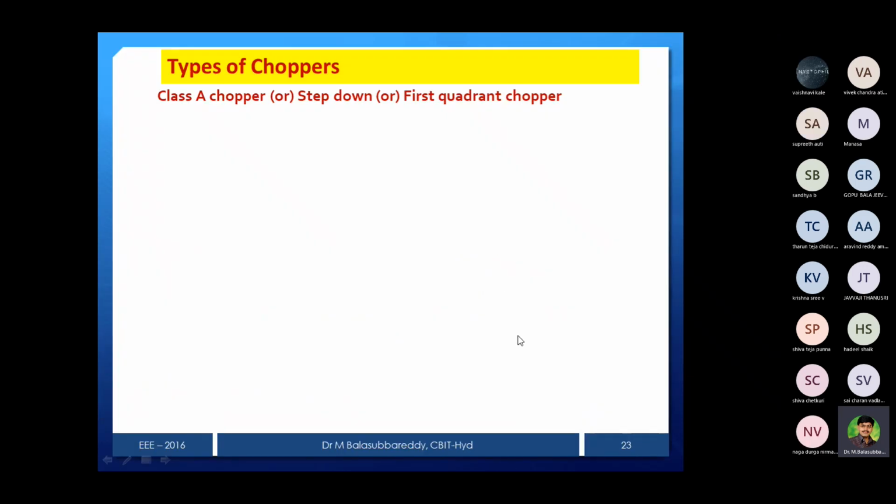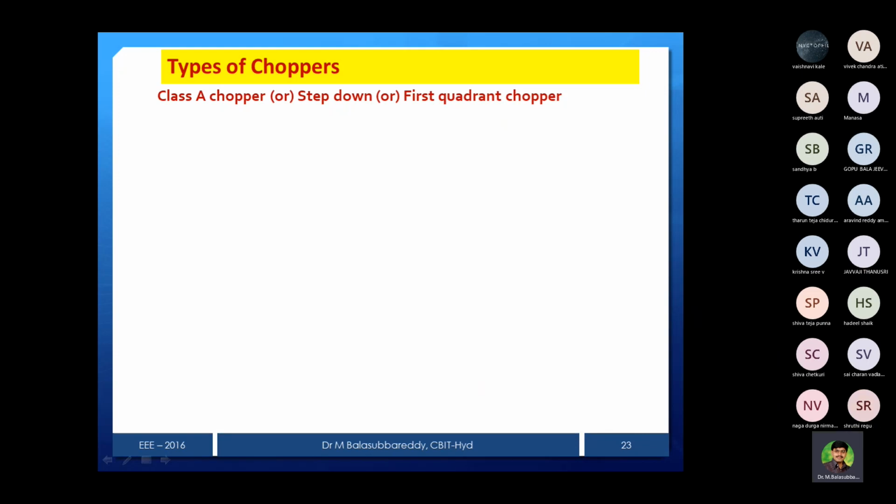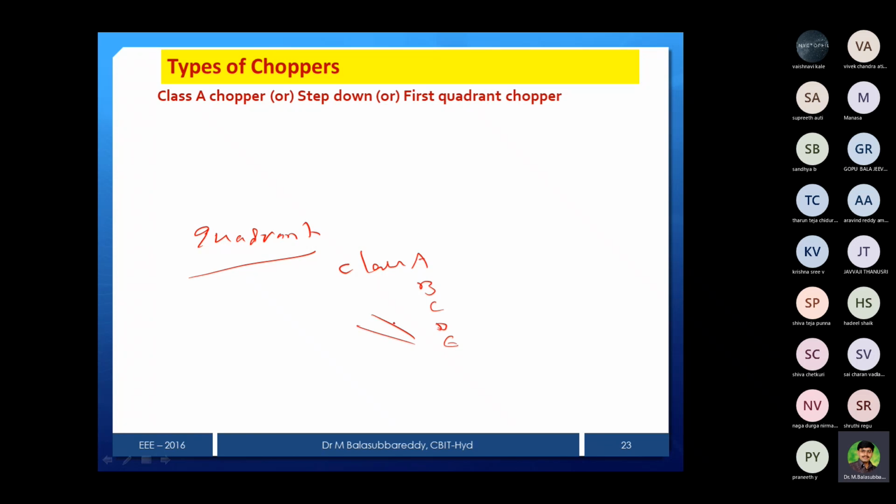Okay, we'll see the types of choppers in today's class. As we discussed in the previous class, there is a step up chopper, step down, and up and down chopper, which is based on the supply voltage variations. That is, load voltage more than the supply is a step up, less than the supply is a step down. And another classification is based on the quadrant operation. In quadrant operation, we can divide these choppers into class A, B, C, D, E.